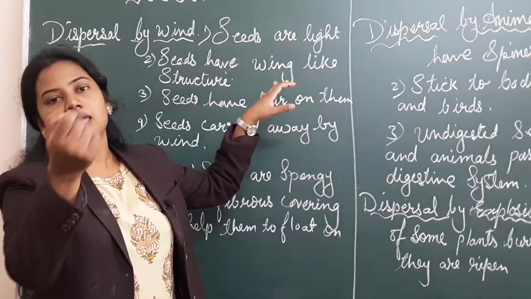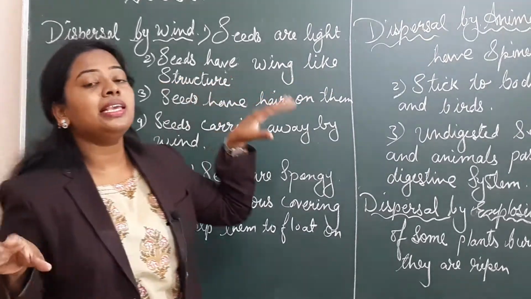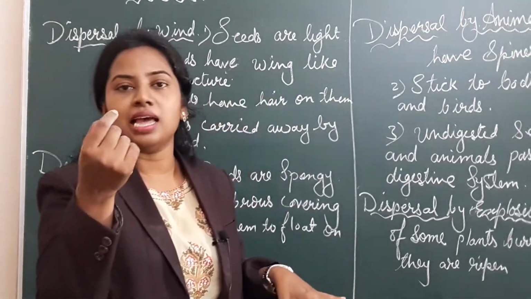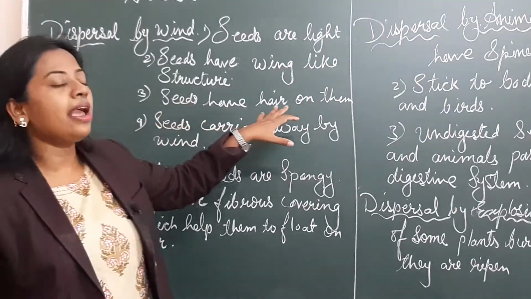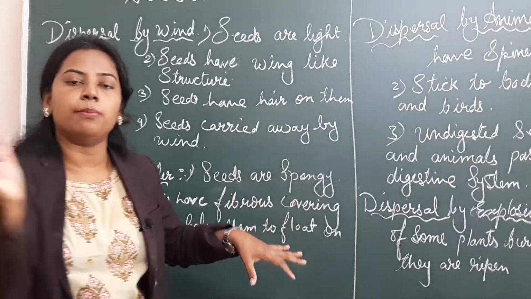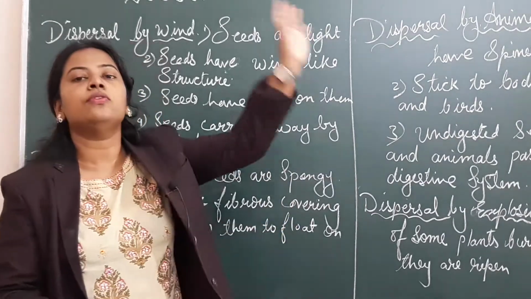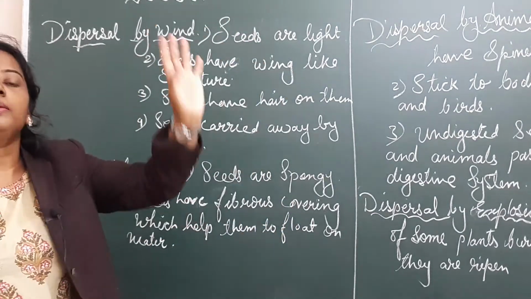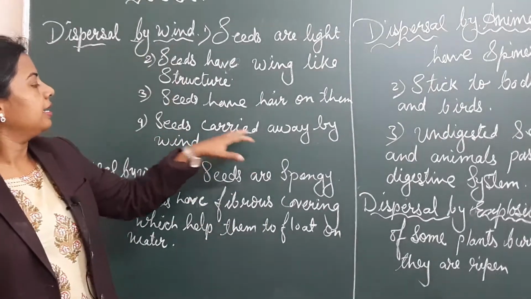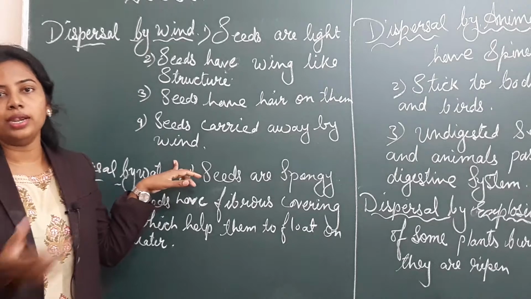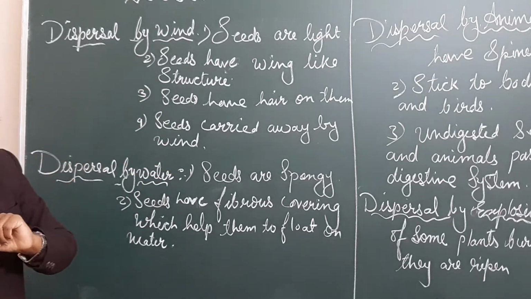Some seeds are light in weight. They have wing-like structures. Some seeds have hair on them. So as the air blows, they move from one place to another place. That means air takes them away. So this is carried by the wind, as the wind comes. So this is the dispersal by wind.